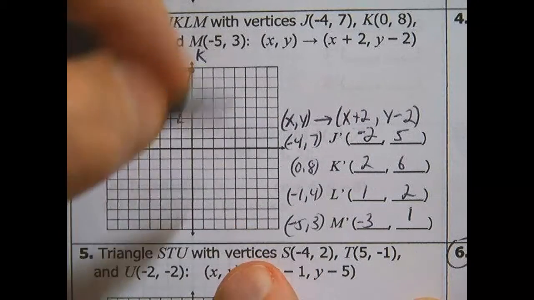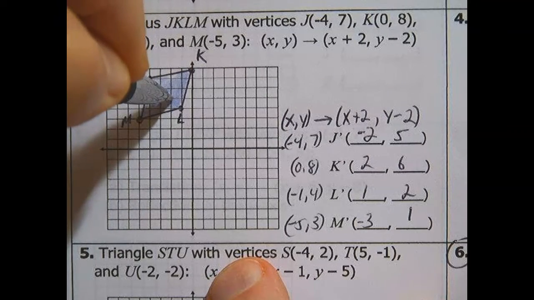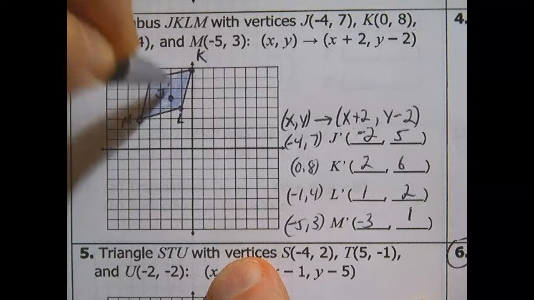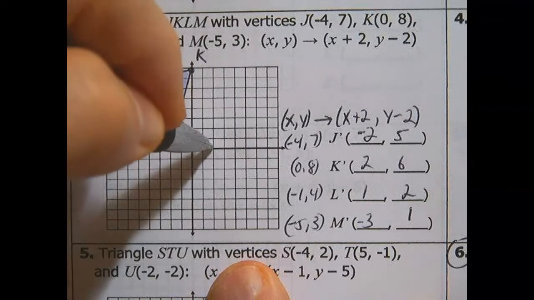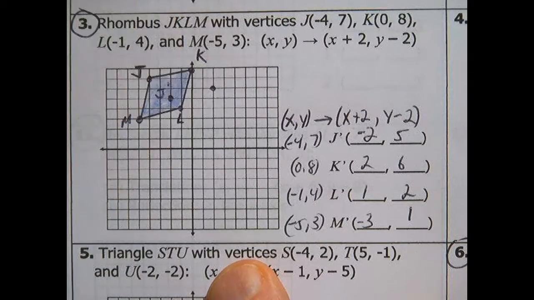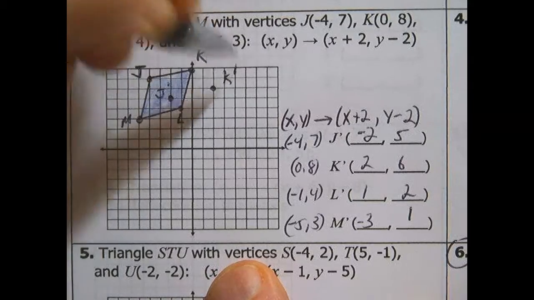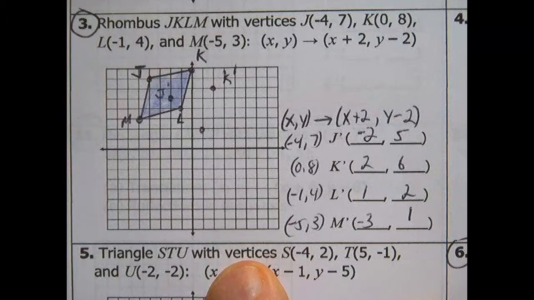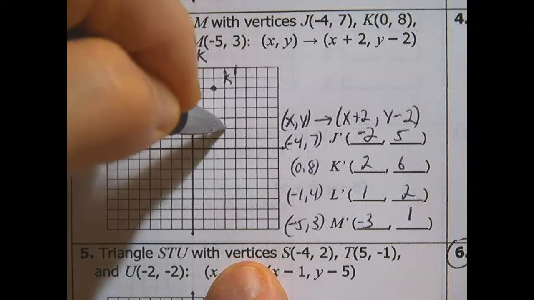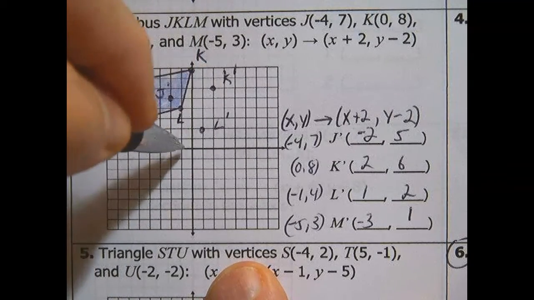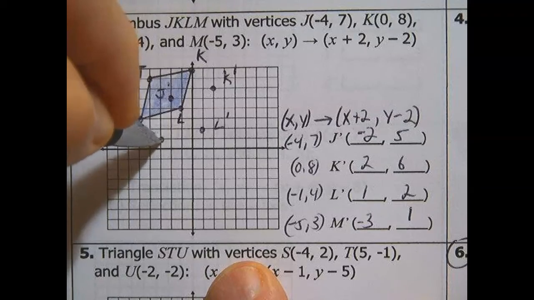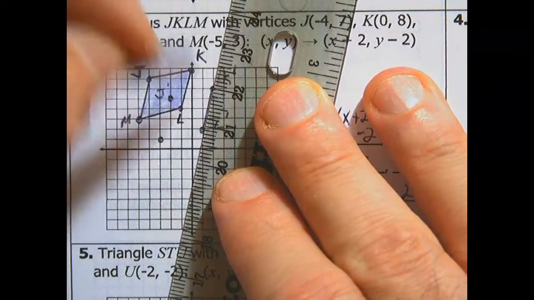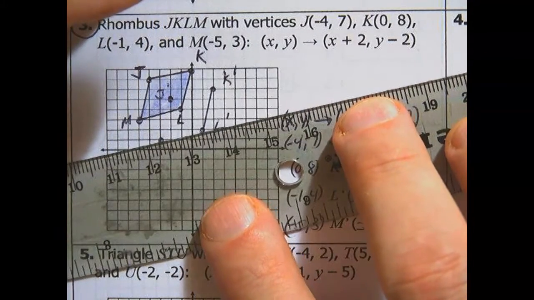So let's plot -2, 5. -2, 5 is right there. See, it's right inside the pre-image, and that's our J prime. And then 2, 6, that's nicely outside of the pre-image right there, and there's our K prime. And then 1, 2, that's our L prime, and that's also nicely outside. And then M prime is -3, 1 right there. Now, that's okay that it overlaps, but it does overlap. So let's now connect our new rhombus, our image rhombus.